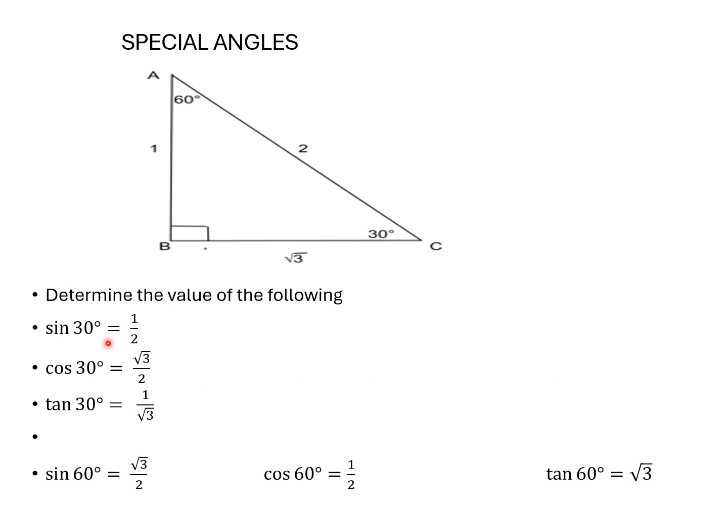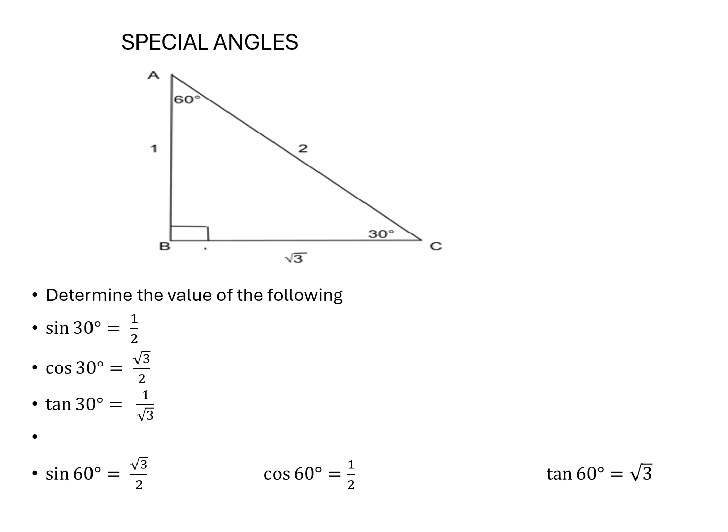Right, so take note, sine 30 and cos 60 give me the same value, therefore they are co-functions. That's why it says cosine and sine. The cos 30 is square root 3 over 2 and sine 60 is also square root 3 over 2.